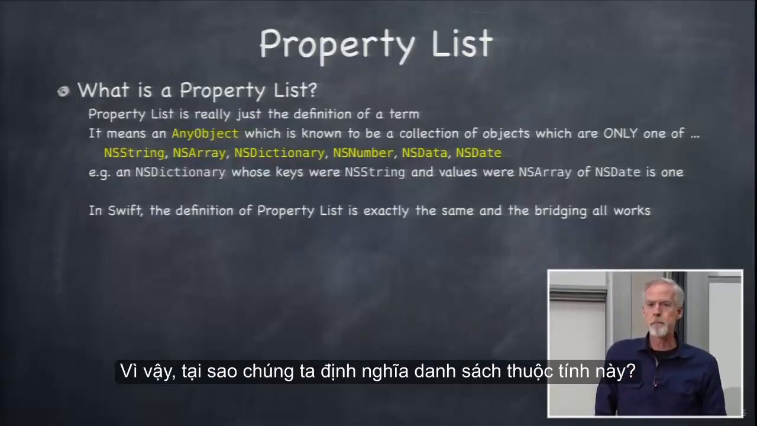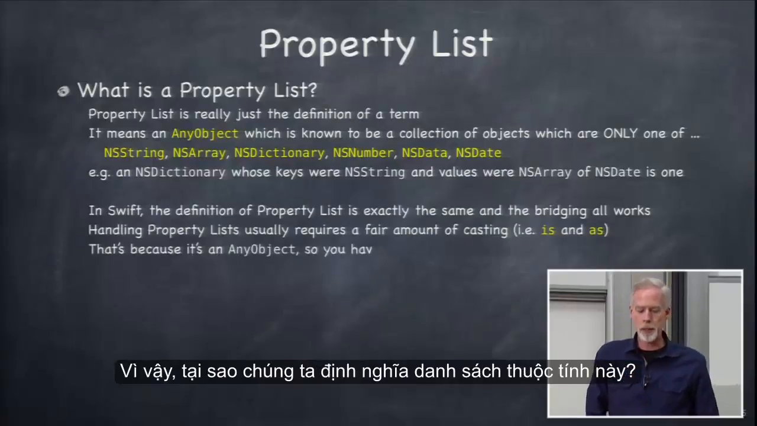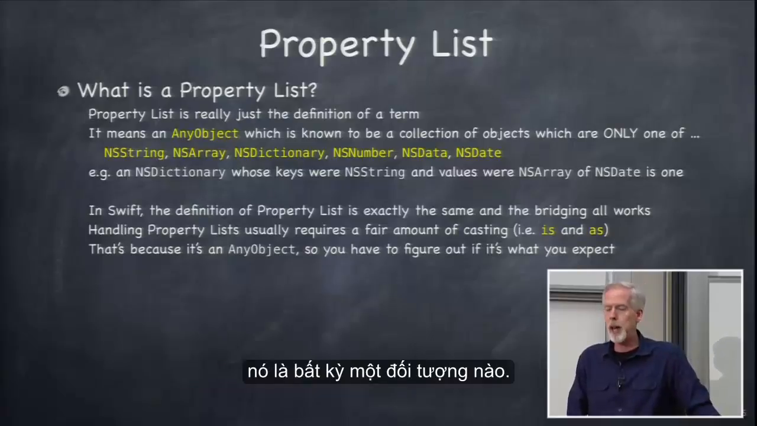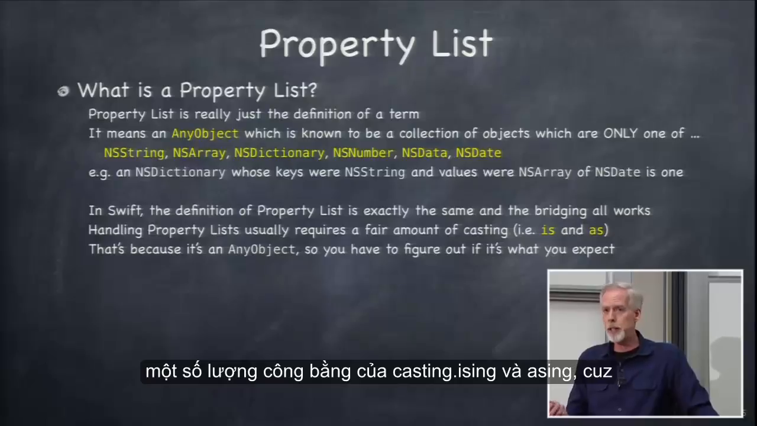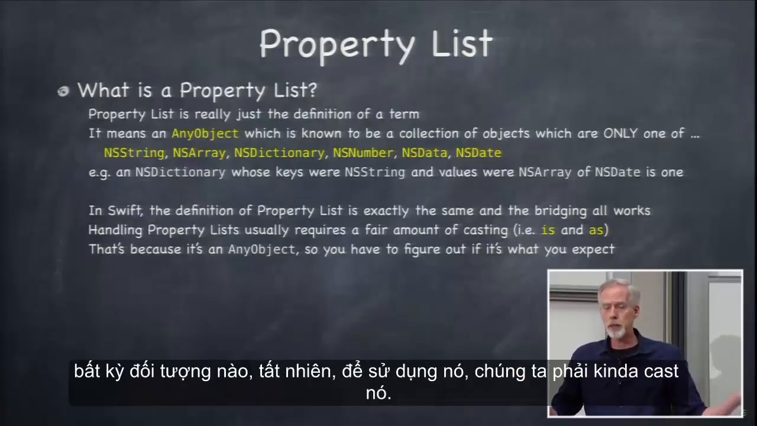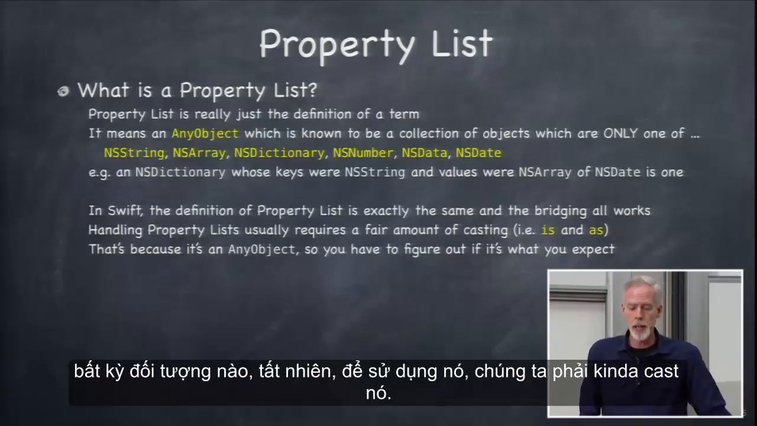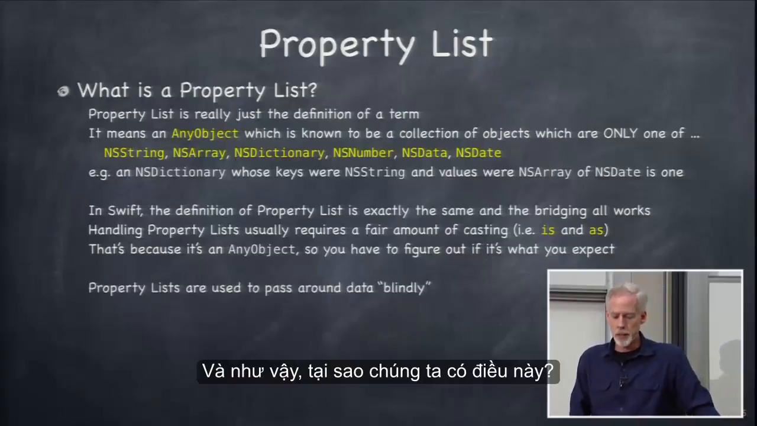So why do we define this property list thing? It's an AnyObject. It's kind of unwieldy because you have to do a fair amount of casting, ising, and asing, because AnyObject, of course, to use it, we have to cast it. And so why do we have this thing?